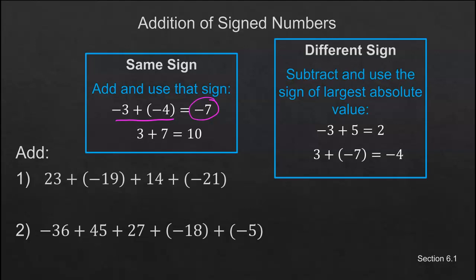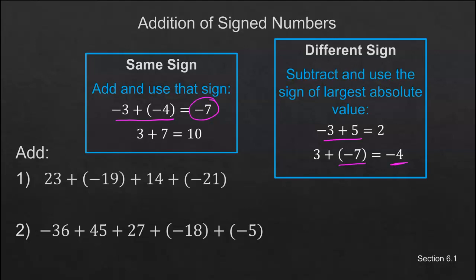And then when we're adding and using the definition, you subtract and use the sign of the larger absolute value when you have different signs. I got all tongue-tied on that one. Okay, so we're adding these numbers. One has a negative, one has a positive, and this is how you do that. You use the sign of the number with the largest absolute value. So in this case, that would be the 5, so we have 2 positives. Or in the second case, it would be the -7, so we end up with a -4.